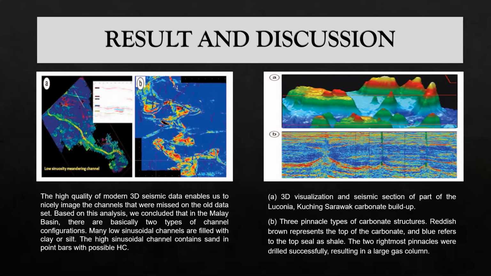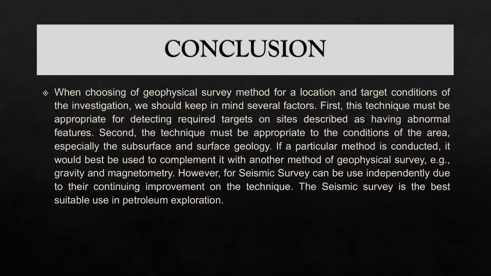3D visualization and seismic section of part of the Luconia, Kuching Sarawak carbonate buildup. Three pinnacle types of carbonate structures. Reddish brown represents the top of the carbonate. Blue refers to the top seal as shale. The two rightmost pinnacles were drilled successfully, resulting in a large gas column.